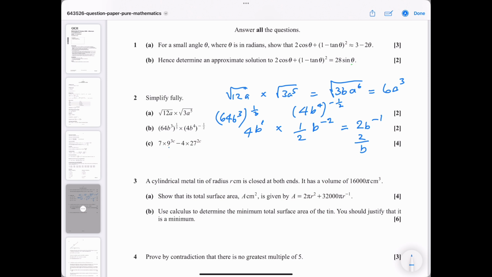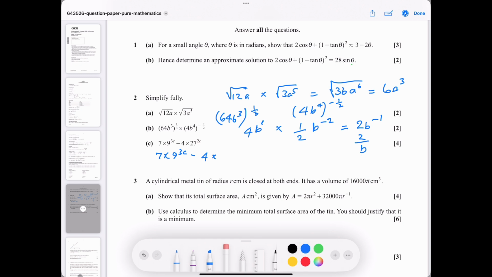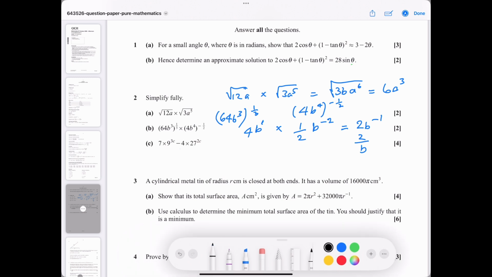So 7 times 9 to the 3c. Okay, I can't do anything with that, really. Minus 4 times 27 to the 2c. So I'm just going to leave 7 times 9 to the 3c minus 4 times 27 to the 2c, and I know what I'm going to do. I'm going to make everything into powers of 3 and see whether that makes everything easier. I'm going to do it in another colour as well because it's kind of bugging me.